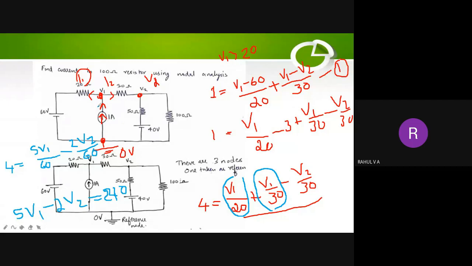So the sum of current entering the node is equal to the value of the current source, that is 1 ampere. The sum of current leaving away from the node, we have to find out using Ohm's law, that is potential difference divided by resistance. And while writing the voltage across the 30 ohm resistor, there are two nodes: voltage at one node is V1 and voltage at the second node is V2. So V1 minus V2 divided by 30. Our assumption is V1 is greater than V2.